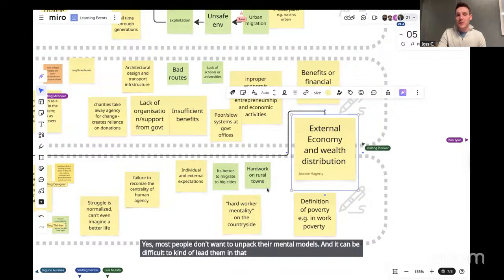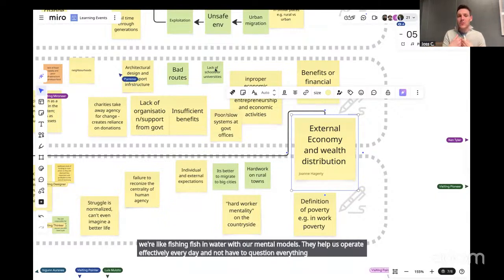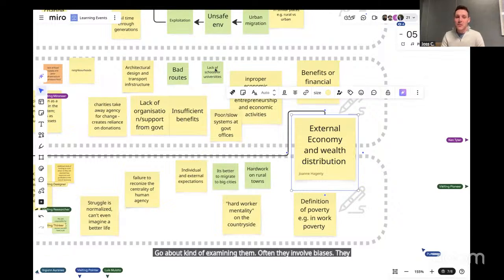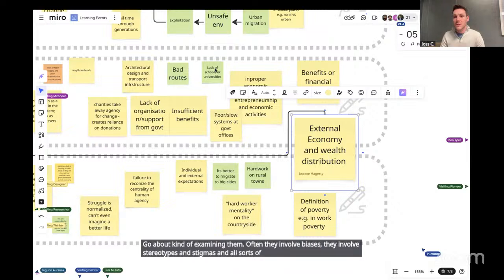Normally we're like fish in water with our mental models. They help us operate effectively every day and not have to question everything, and thus we like to just use them and get on with things. We don't want to go about examining them. Often they involve biases, stereotypes and stigmas and all sorts of things we don't want to look at.